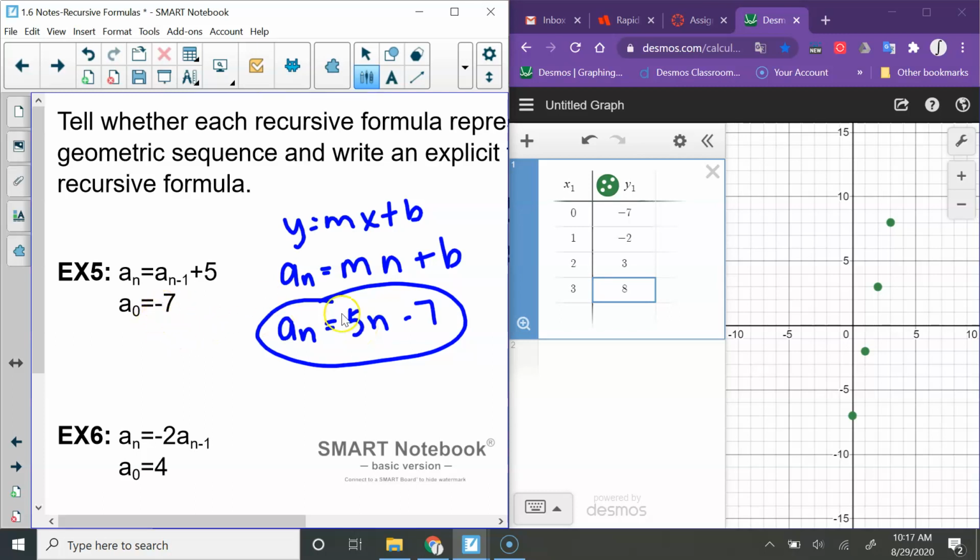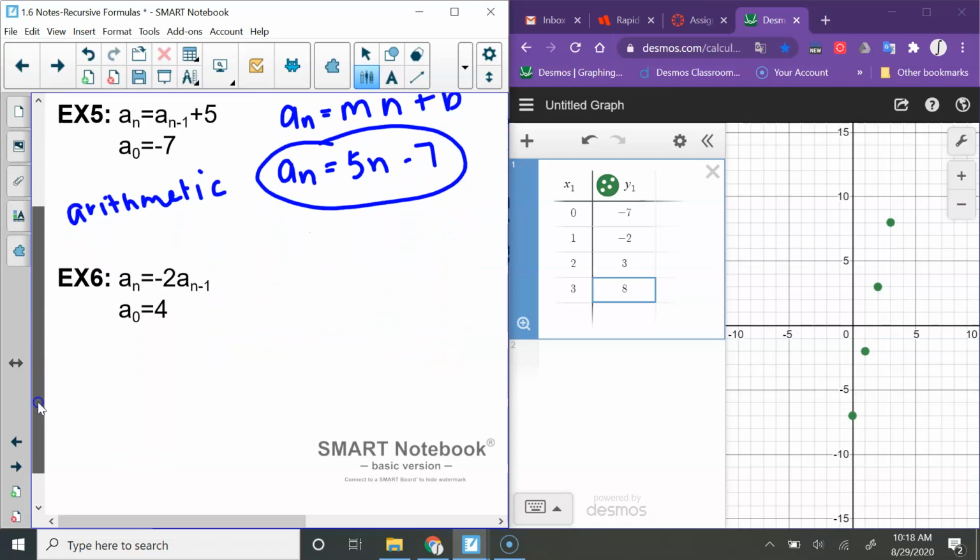And this a sub 0, that's my y-intercept. And I didn't write it down, but this is arithmetic, because we're adding each time. Okay, let's look at the next one here.